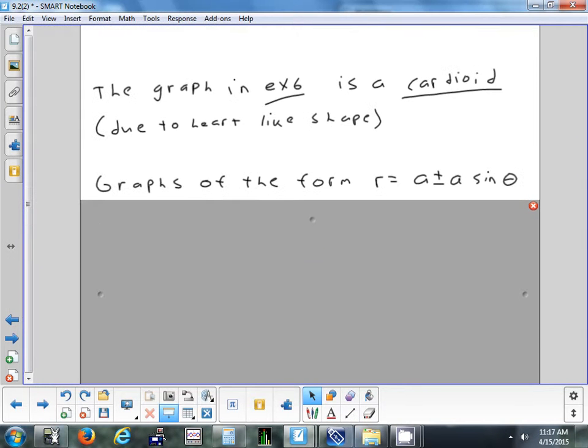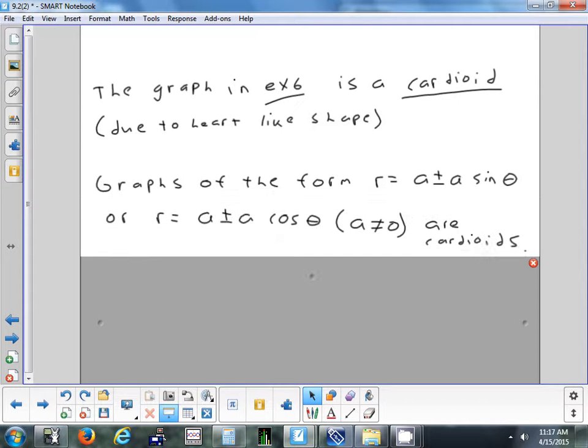Okay, so anything of that form, as long as you keep the a's the same. You can also use cosine. Okay, what cosine would do is it would rotate the heart 90 degrees. Because remember, sine and cosine are 90 degrees out of phase. So you could have a heart that points to the right or points to the left if you use cosine, or you could have a heart that points up and down if you use sine.